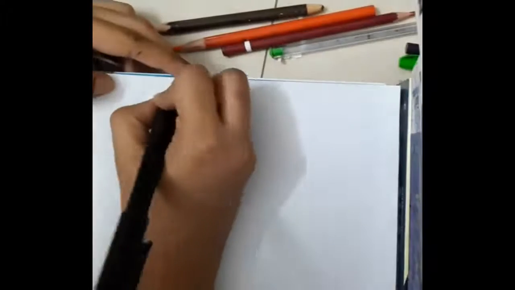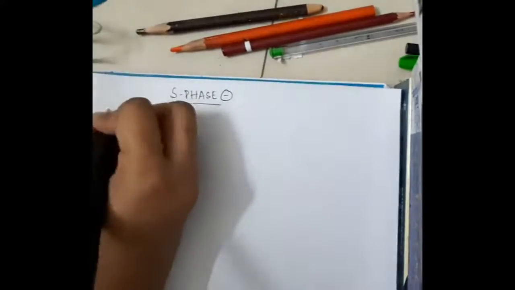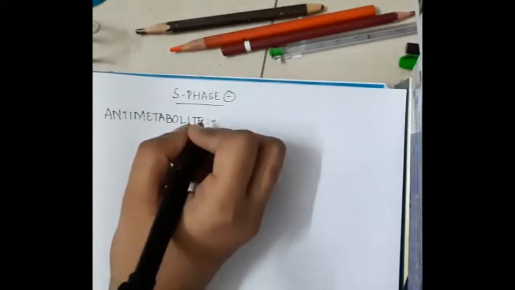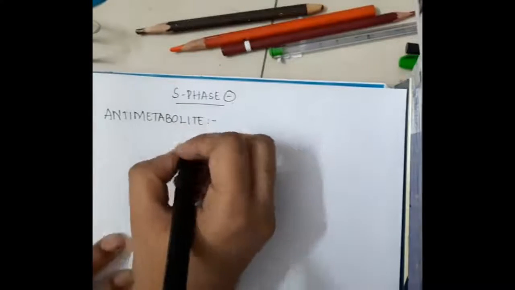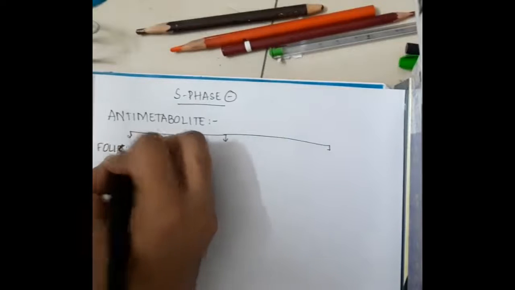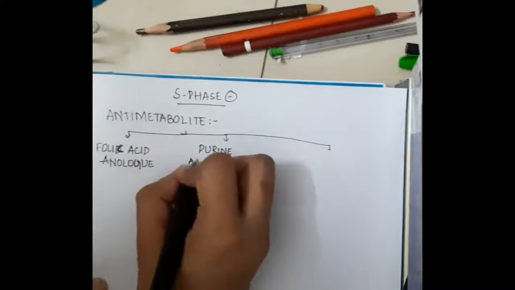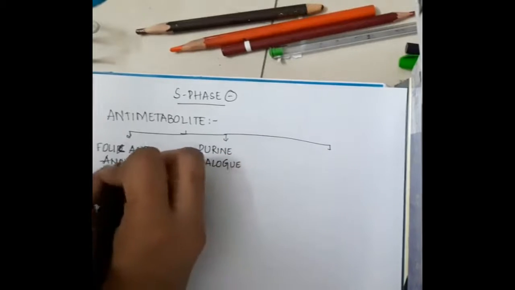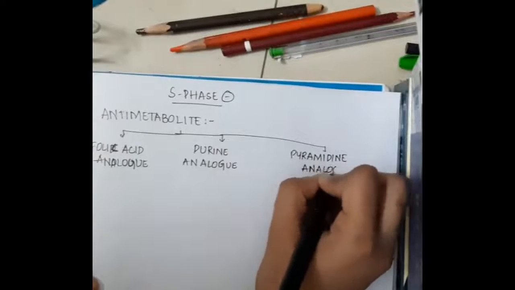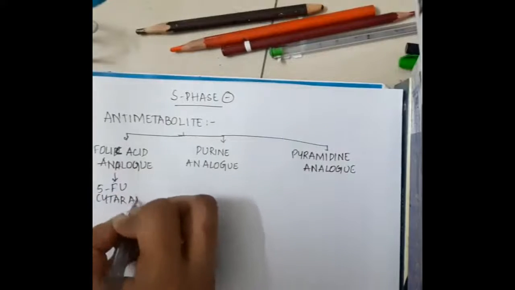Hello friends, let us now learn some important points about the S-phase inhibitors. In the S-phase inhibitors, first we have anti-metabolites. Anti-metabolites in S-phase inhibitors include three types: folic acid analogues, purine analogues, and pyrimidine analogues.